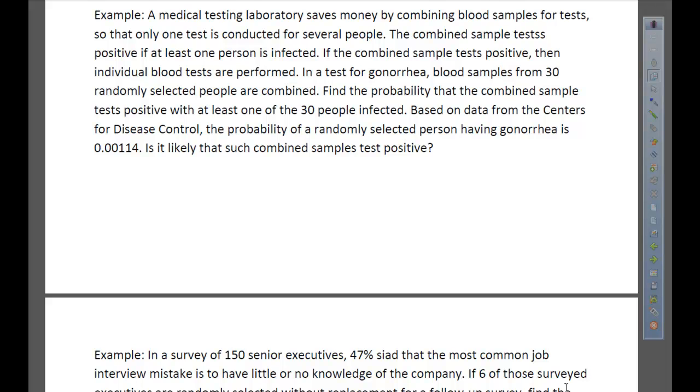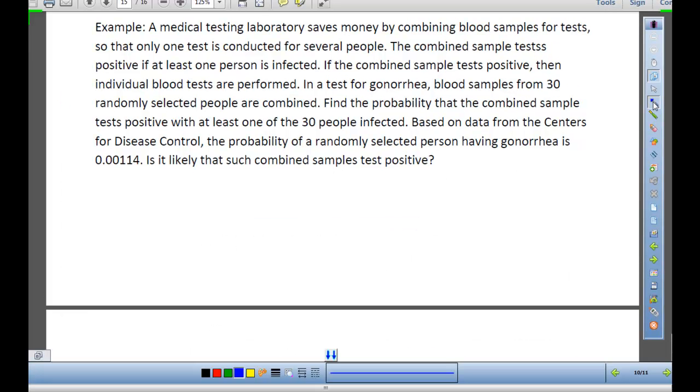All right, so find the probability that the combined sample tests positive with at least one of the 30 people infected. Based on the data from the Centers for Disease Control, the probability of a randomly selected person having gonorrhea is 0.00114. Is it likely that such combined samples test positive? So that's a lot of people, but that's okay. Trying to save money. So first thing we need to do once we get beyond the shock of this is decide if it meets the criteria for the binomial experiment.